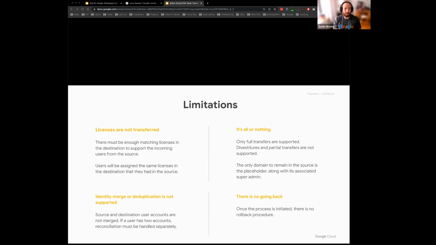We also don't have an undo button. So once you say, Justin, we're clear to go, we're going. And as soon as we hit that button, we can't undo it. The process is going to complete. It will run to completion, and that will be the end of it.